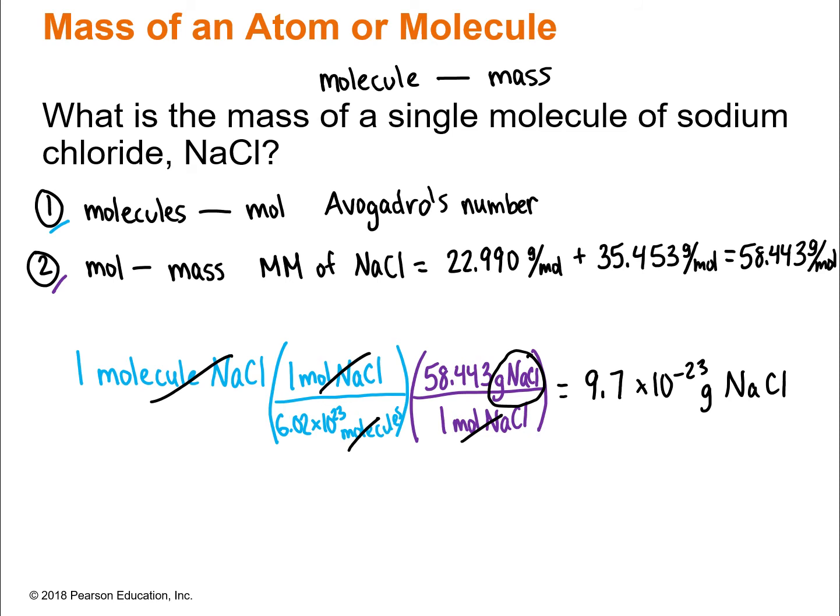So don't get frightened when you see what is the mass of a single molecule or a single atom of something. It's a molecule to mass problem. You just have one molecule or one atom instead of a bunch of them. So is that clear?